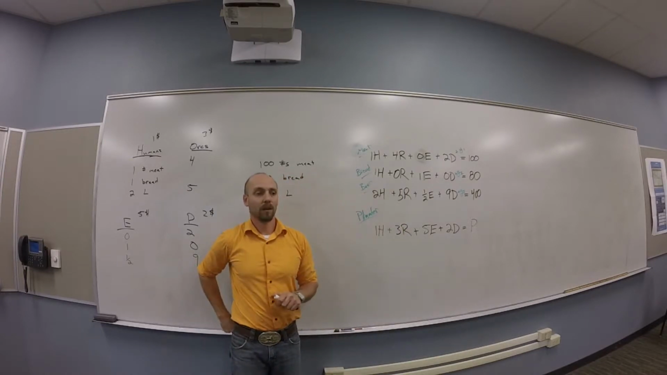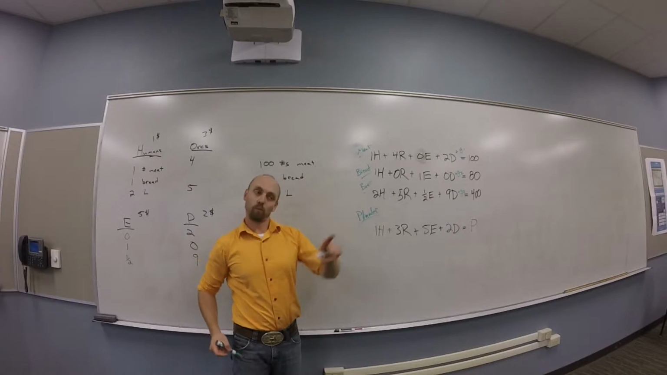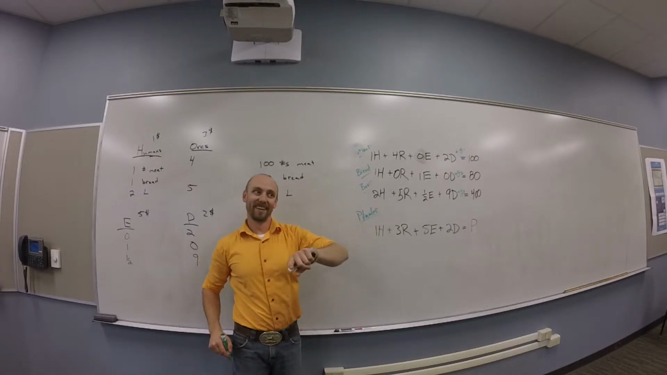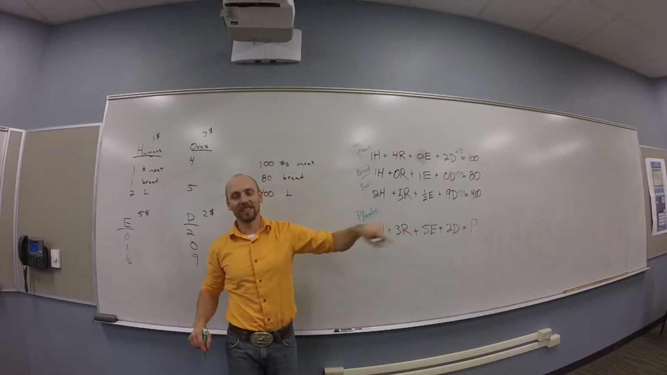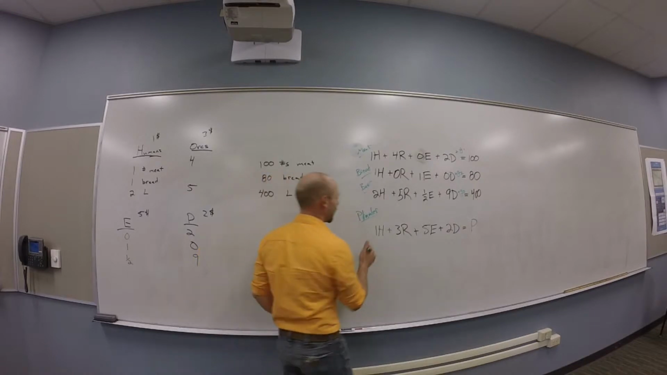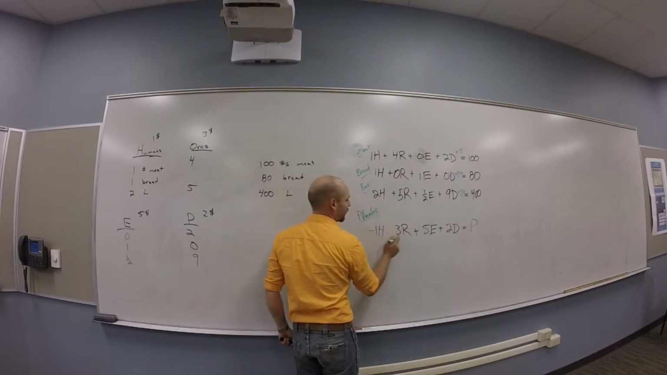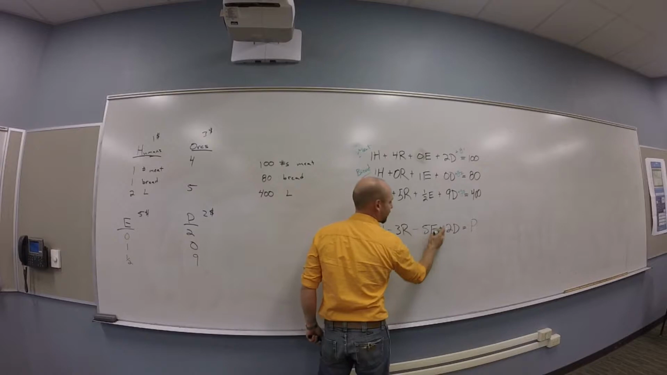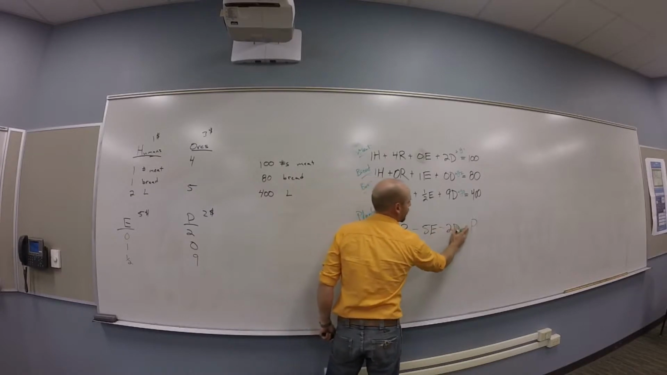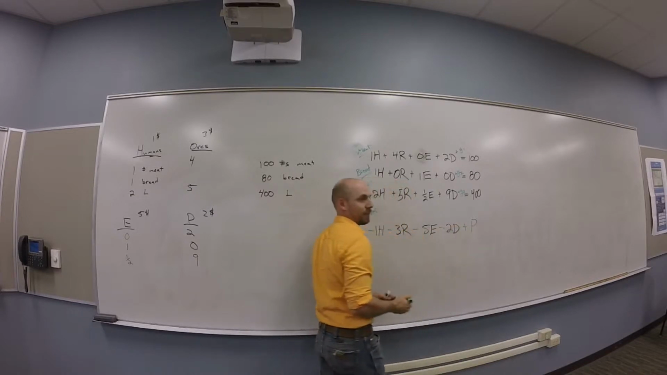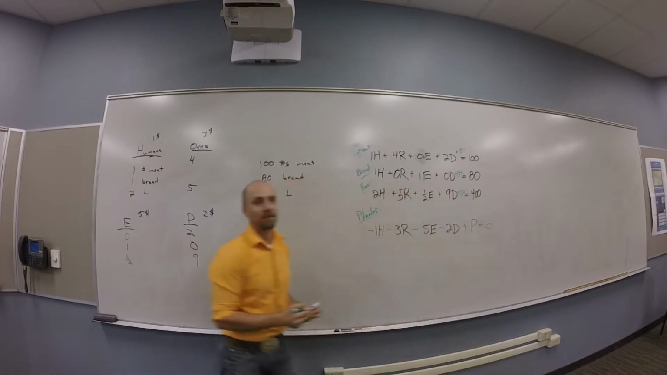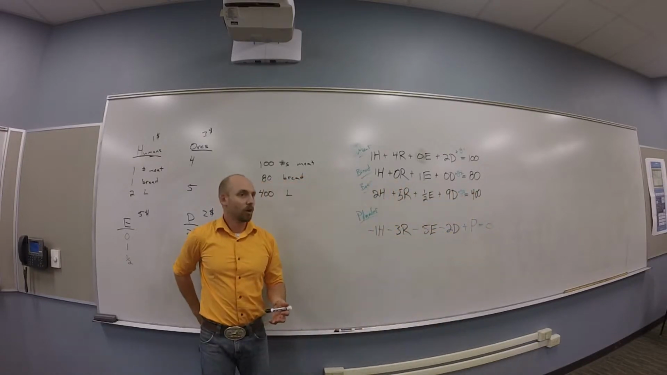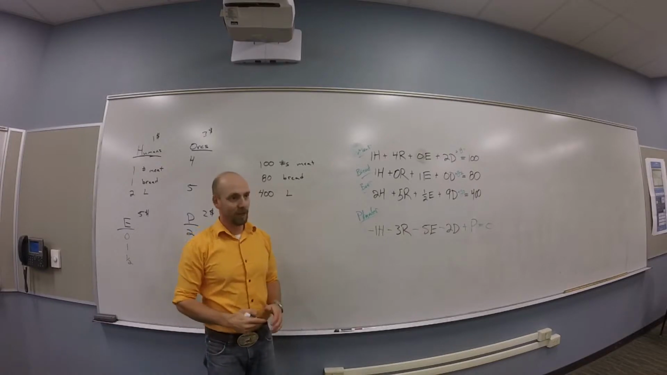Now you have to make your actual simplex method. You have to move Z to the other side first. It's not move Z, it's move everything else to the Z side of the equation, right? So I need to do minus 1H, minus 3R, minus 5E, minus 2D, plus P equals 0. Guys see that?